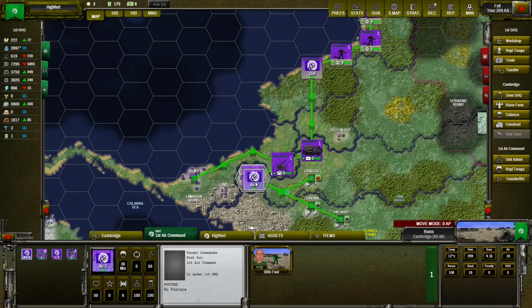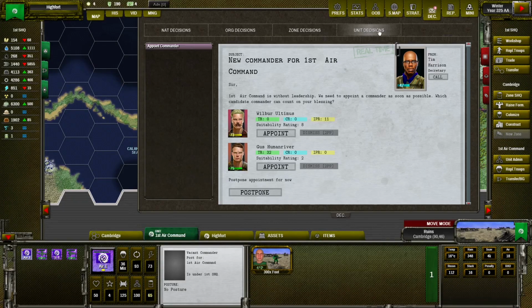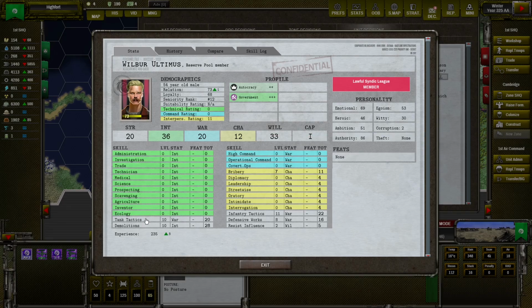Now you can see we have a unit, but we don't have a commander, and next round we'll be able to nominate a commander. We are in the next round, and here you can see unit decisions, new commander for the first air command. So we can select somebody, and the set of skills for an air commander will be much different than the tank tactics or infantry tactics.